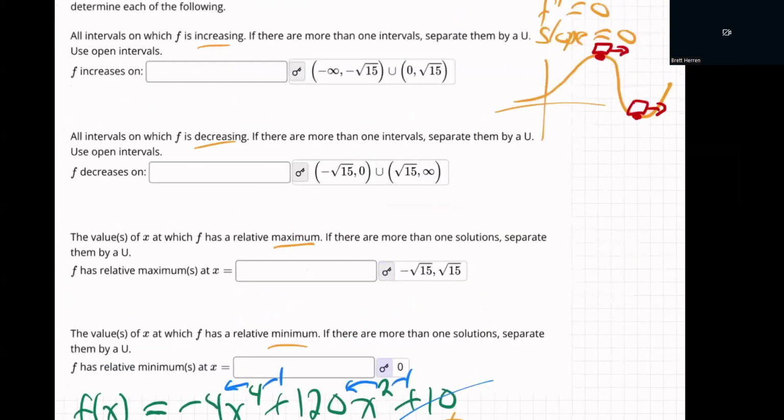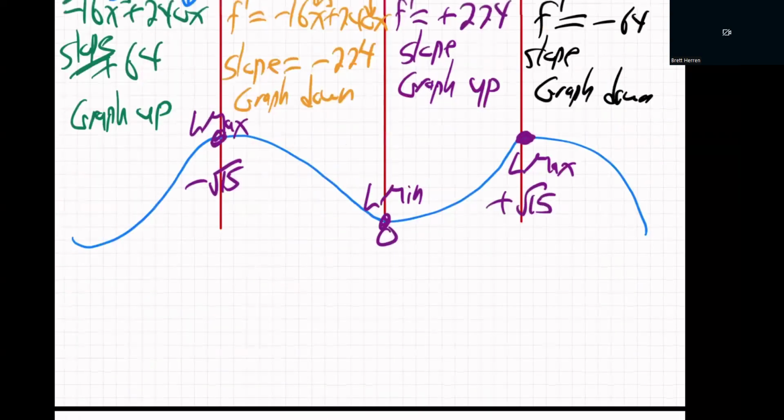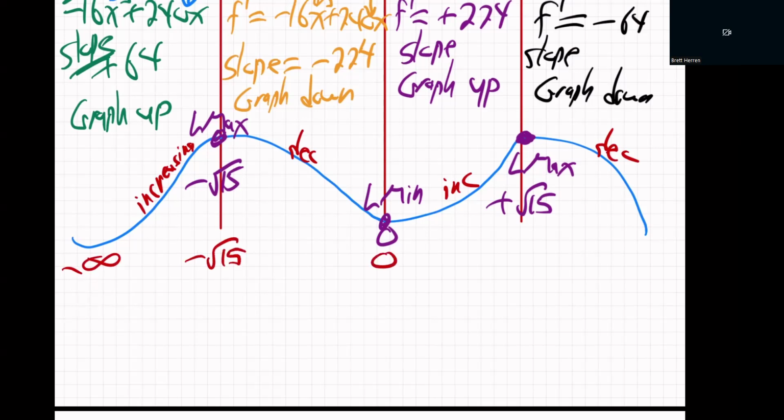What are they asking us? They're saying, okay, where is it increasing? First off, we can go to this graph. It's easy to see now. Clearly, it's increasing here, going uphill, and then it's decreasing, and it's increasing, and it's decreasing. So where is it increasing? This is negative infinity up to negative root 15, up to 0, up to positive root 15, out to infinity.